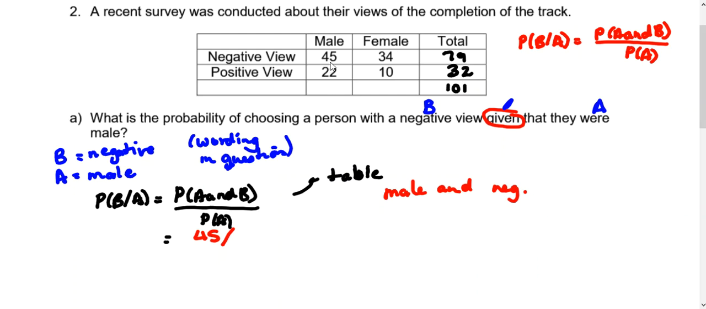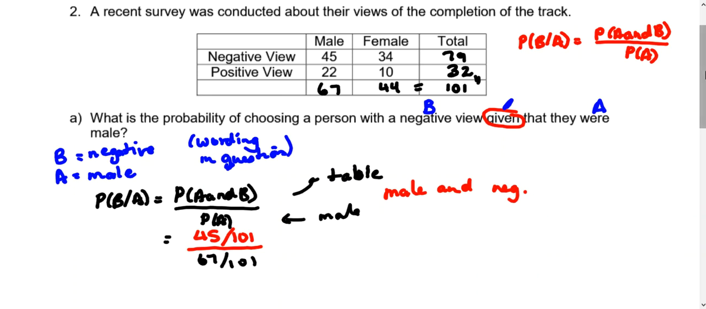If I add this up, that would be 67 and 44. That adds up to 101 as well. So we know that we have 101 people. It's got to be out of 101. Divided by, now A is male, so we're only looking at the total males. How many total males do we have? We have 67 total males.